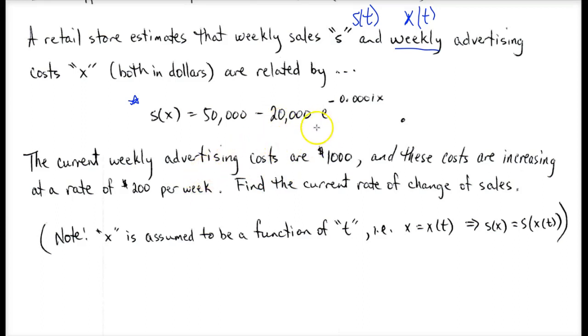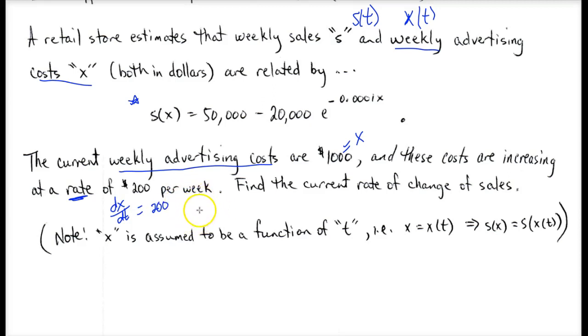So first thing that we need to do is, based upon the information, figure out what our variables are going to be and what it is that we need to solve for. So first, we know that our current weekly advertising cost, which we know is x, is 1,000. So we know here that x is equal to 1,000 for that snapshot in time. We know that the costs are increasing at a rate of $200 per week. So that's a rate, and of course that's like a derivative. So we know that dx over dt is going to be equal to $200 a week.